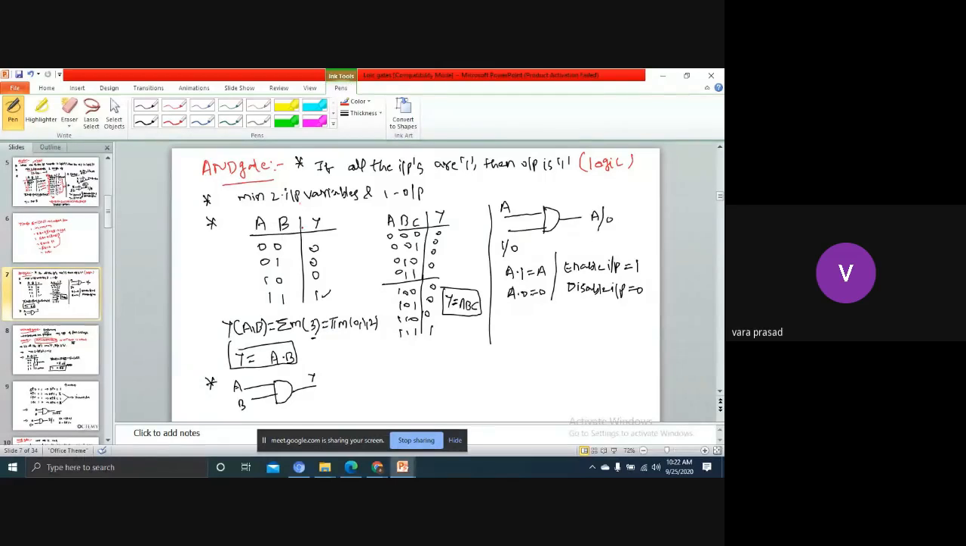Now truth table AB. Now we have decimal equivalent. This is 0, 1, 2, 3. Okay, then combinations. 2 inputs are there, 4 combinations, 0 0, 0 1, 1 0, 1 1. Now y is equal to, output how I'm going to write. If all the inputs are 1, then output is 1. AB 2 inputs are there. When 2 inputs are 1, output is 1. Remaining all combinations, output is 0.